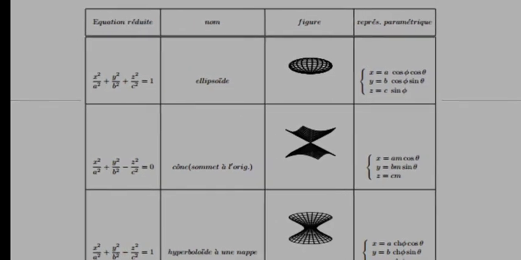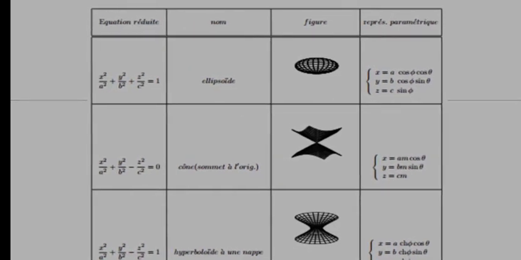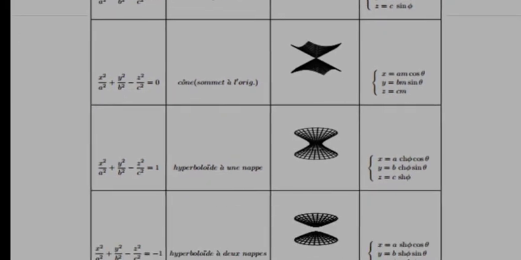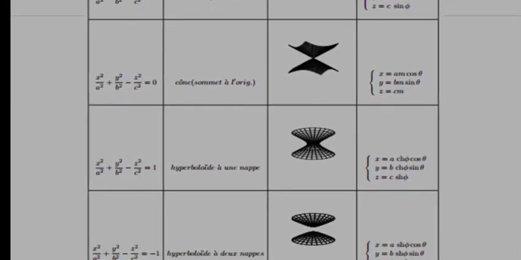The first one is x²/a² + y²/b² + z²/c² = 1. This is the standard form of the ellipsoid. Here is the diagram, and here the polar form is given. The second one is x²/a² + y²/b² - z²/c² = 0. This is the standard form of the cone, and the diagram is given here, and this is the polar form.